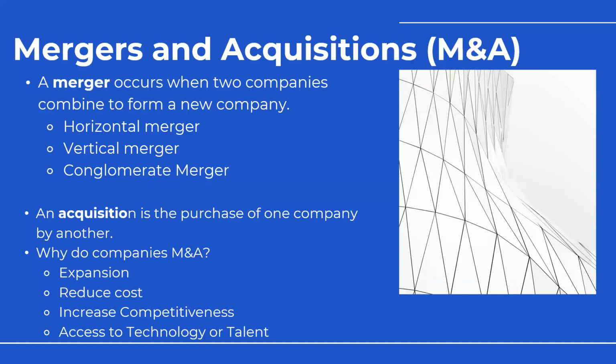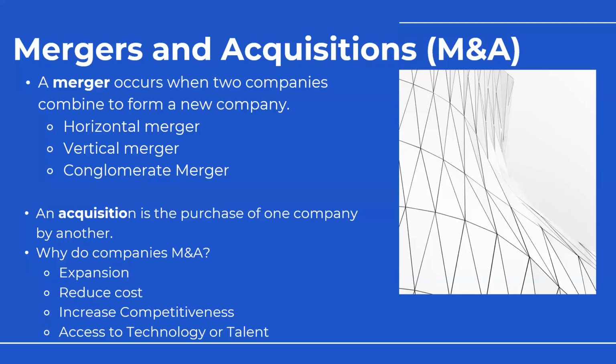The first one is the horizontal merger. This occurs between companies that operate in the same industry and are often direct competitors. For example, Disney and 21st Century Fox. They merged, and this merger increased Disney's customer base and reduced competition in the entertainment industry. Disney's goal was to grow its content and entertainment products, increase its streaming offerings, and expand internationally.